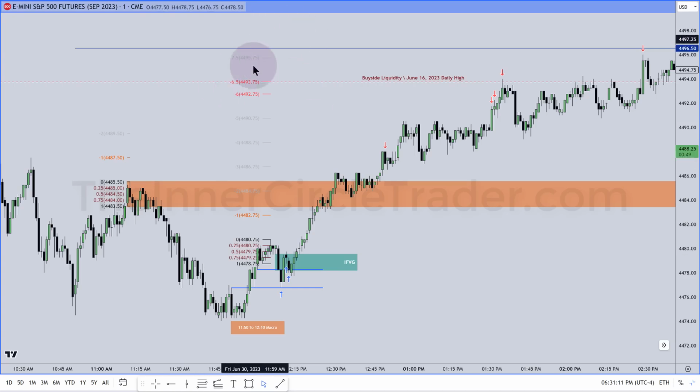So we have that level, then we have 4495.75, and in one, qualifying and confirming that the high on the 16th of June 2023 is in fact going to be reached for. How far above that level? Well, 4495.75 is a good level, and 4496.5 is a good level. So any one of those 2 price levels is a good price point to exit.